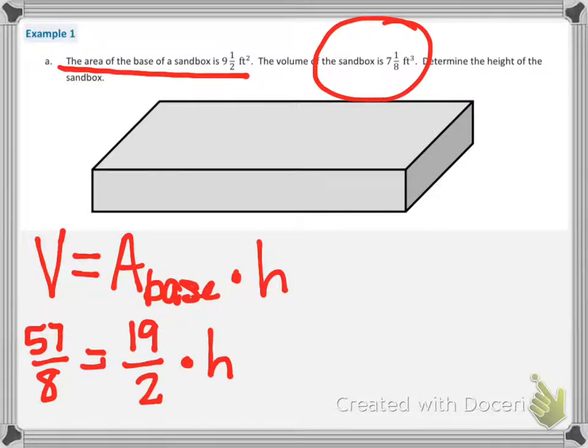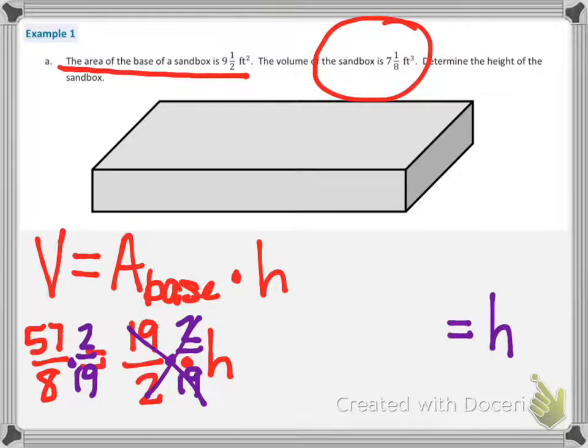I don't know the height, so what I'm going to do here is multiply by the reciprocal. And if I do that, that means I'm going to multiply both sides by 2/19. So 2/19 on that side, multiply over here by 2/19 as well. And the 19s cancel, the 2s cancel. I'm left with h equals, that's going to be our height. And then if I can, I'm going to simplify. So I know 2 goes into 2 one time, and 2 goes into 8 4 times. So I get 57 on top.